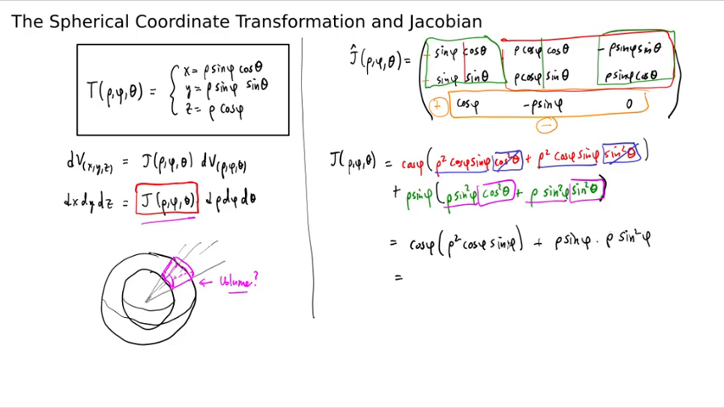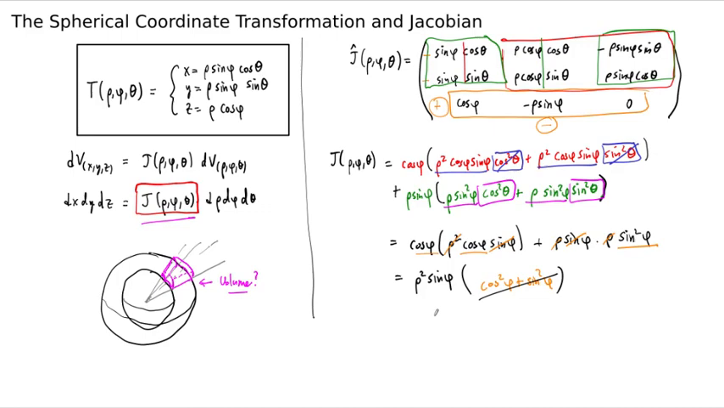There's two rows here. So what I'm actually going to do is factor out rho squared times sine of phi. That's what's common to each of these. And when I do that, what's left is cosine squared phi plus sine squared phi. And that is another Pythagorean identity. So this term is just 1.